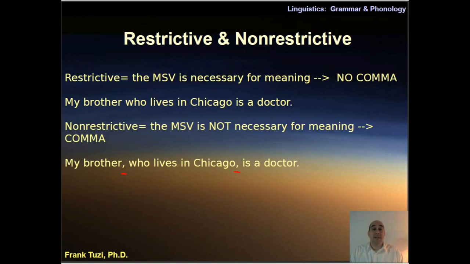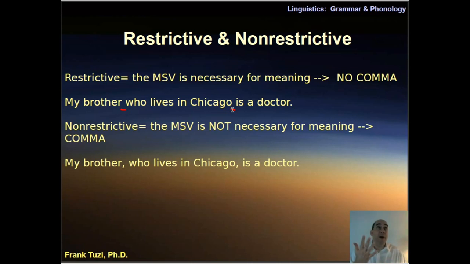Let's take a look at restrictive and non-restrictive clauses. A restrictive clause has the marker, subject, verb, the dependent clause inside. If it's restrictive, it's necessary. If I don't have that piece in the sentence, I don't understand who you're talking about. For example, my brother who lives in Chicago is a doctor. Now, you'll notice I have no commas here. Because in this sentence, you don't know what I mean by brother unless I put in who lives in Chicago. In other words, I've got 5 brothers.